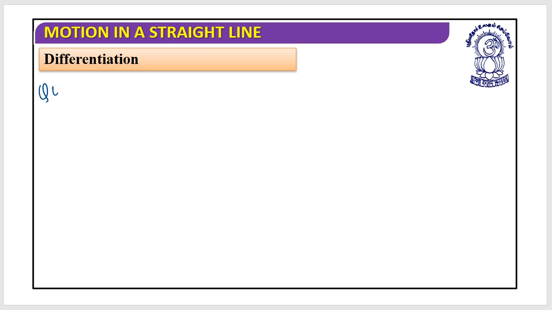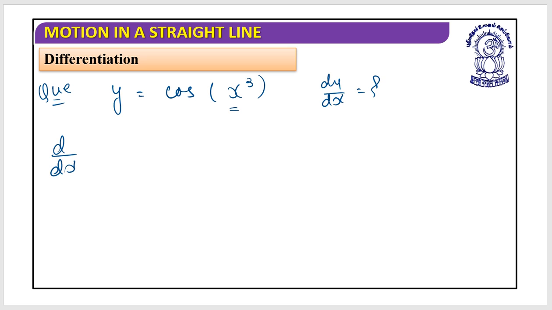Let's find it out. Next question. Suppose you have been given y is equal to cos of x cube. Now tell me what you would assume. What term would you assume, as dy by dx is required? Yes, you are correct. You need to first assume x cube and you need to differentiate it. So let's differentiate it first. d by dx of x cube, this is 3x square.